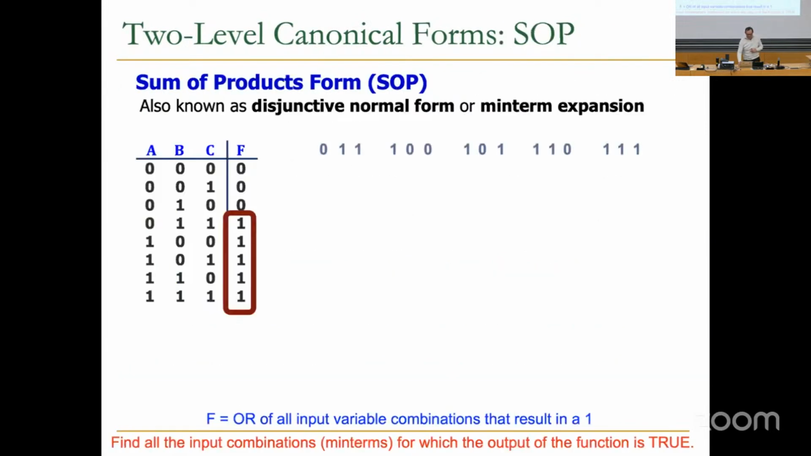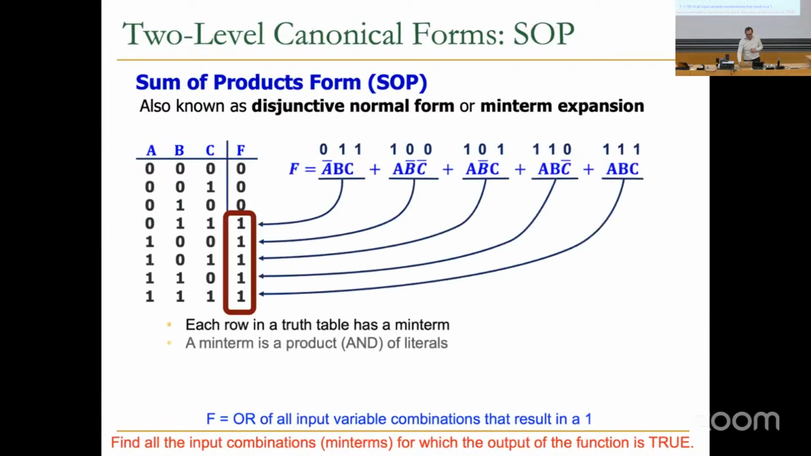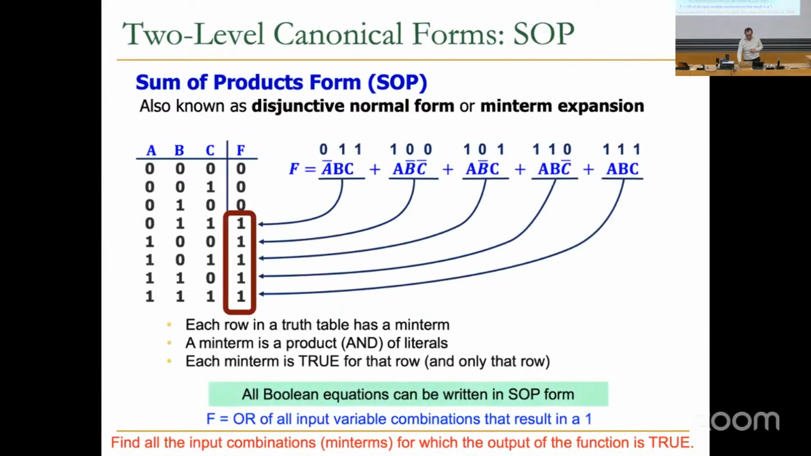So I've already said this, but let me find a good place to finish over here. Each minterm is a product of literals. Each minterm is true for that row only.